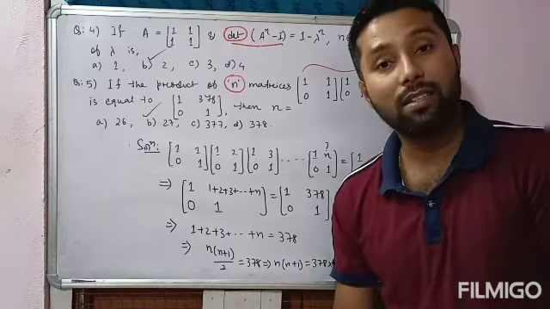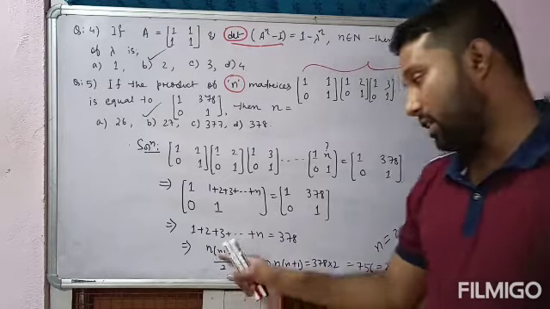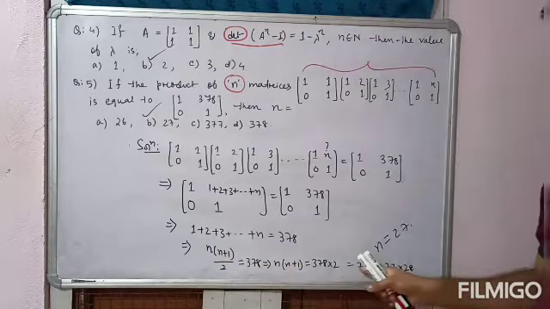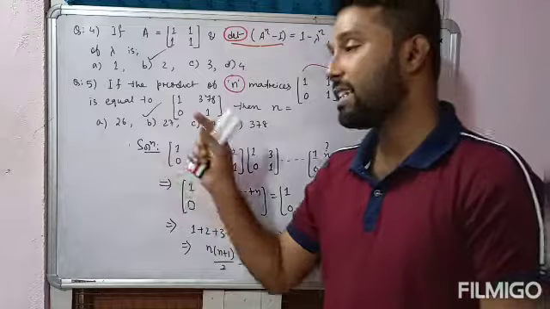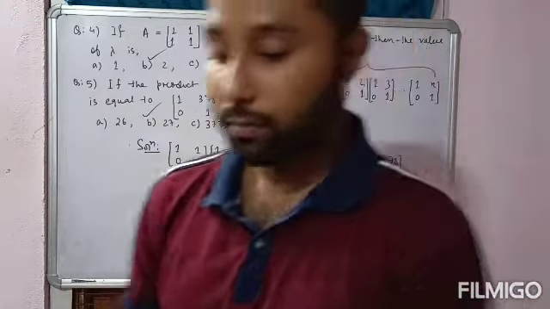And we know that the sum of the first n natural numbers is n into n plus 1 by 2. So n into n plus 1 by 2 is equal to this one. So therefore n is equal to 27. So in this way you have to solve this question. So the answer is 27, or the answer to question number 4 is option 2. So more questions I will discuss now.